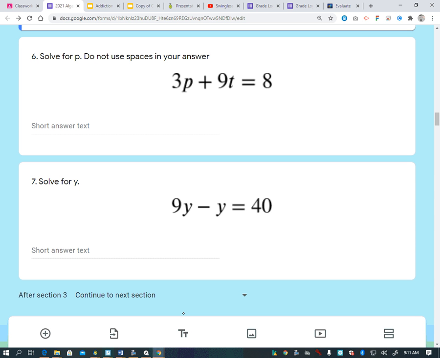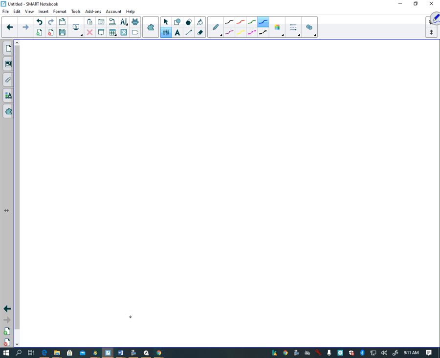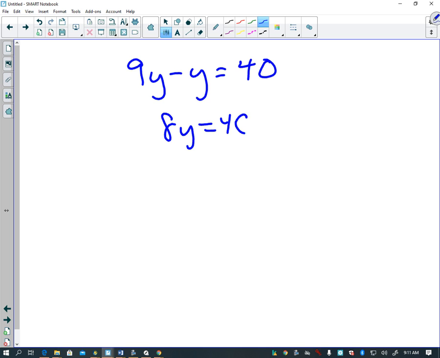So just tell me, that way I'm not flipping back and forth. All right, so it's 9y minus y equals 40? Solve for y. Okay, what's 9y minus y? Can I simplify that? 8y equals 40. Now what? Divide by 8. Okay, y equals 5. That should be easy. We should be able to do that, correct? Okay, combine like terms, isolate the variable.